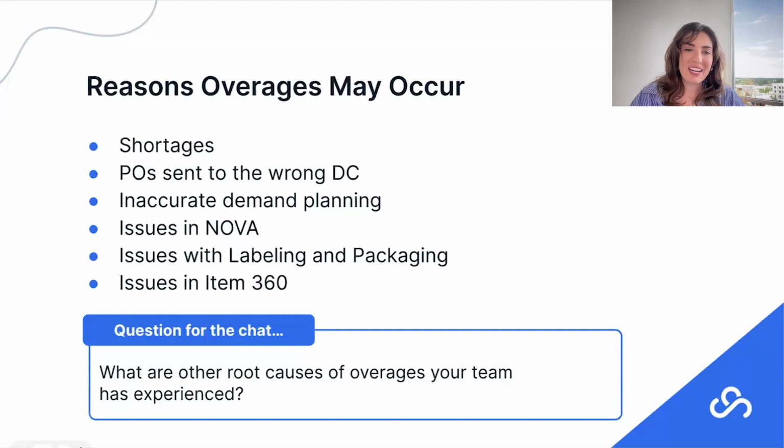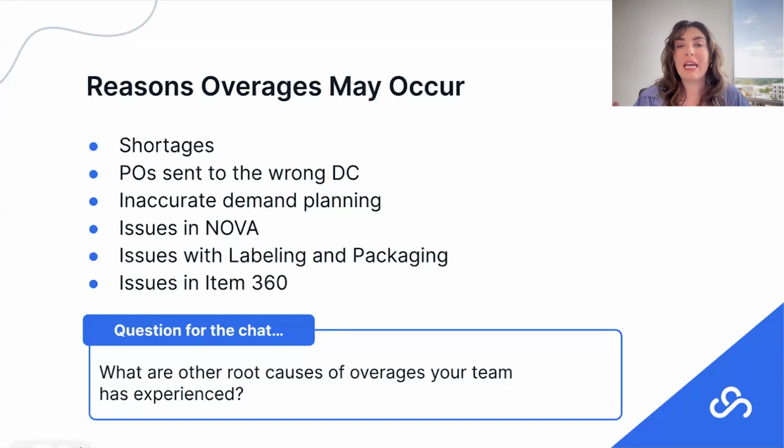I did already allude to this, but there's several reasons why overages may occur. It may be because of a shortage, like what we walked through a second ago. It could be POs got sent to the wrong DC. So you're getting a code 25 at DC1. They're saying no merchandise showed up, but all the POs got sent to DC2. And so you're dealing with that, and that turns into a shortage related overage as well.